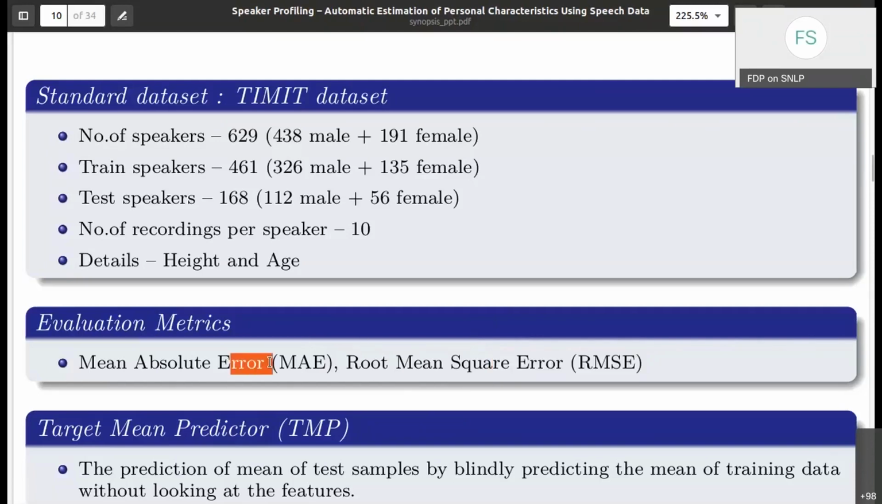And this will actually give you an idea about most of the speakers. But if there are some speakers which are especially doing badly, MAE will not catch it. So that's the difference which we found.